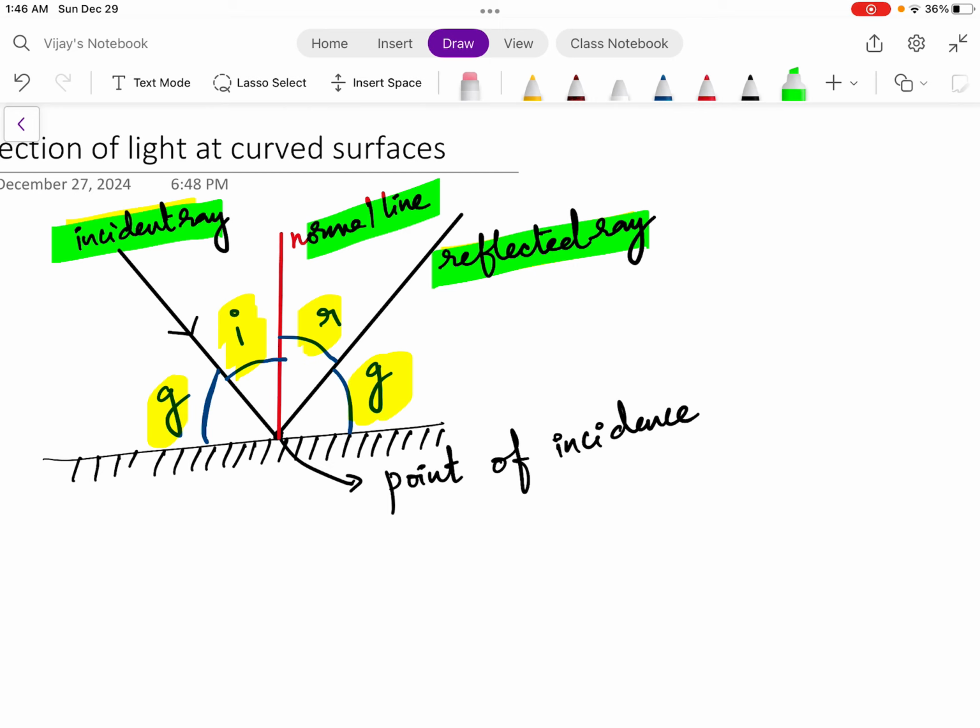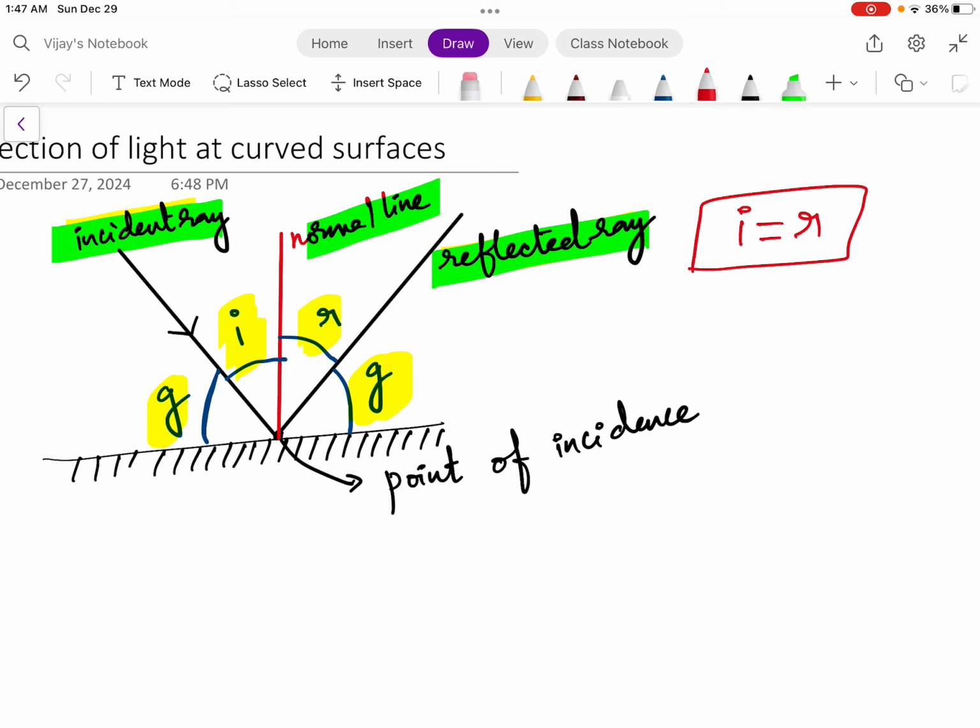The second is, here you can see two angles. One is the angle of incidence, the other one is the angle of reflection. The second law says that the angle of incidence is equal to the angle of reflection. So i is equal to r. So if the angle of incidence is 30 degrees, the angle of reflection will be 30 degrees.